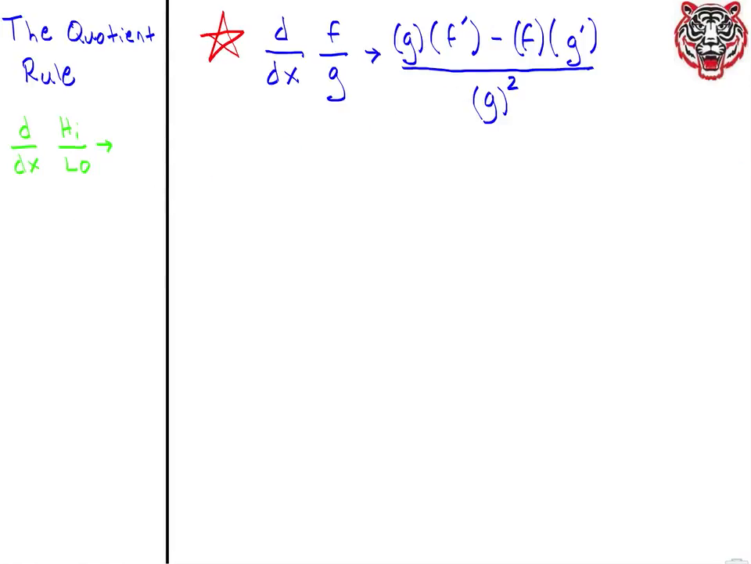I want to make a note here. This is pretty critical. A lot of people try to just foil this out. I'm going to say don't foil. Don't ever foil the bottom.